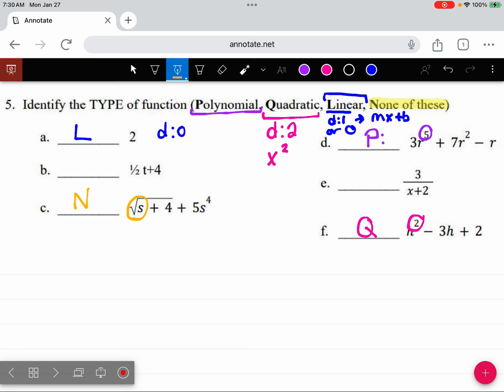And then E is also none of these. Why? Because there's an X in the denominator. None. So our last one is B.